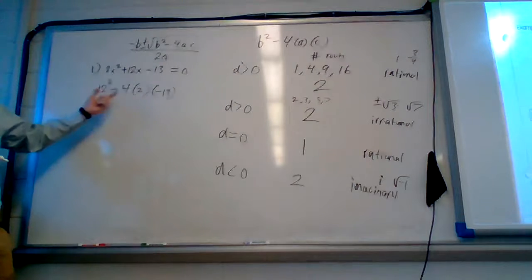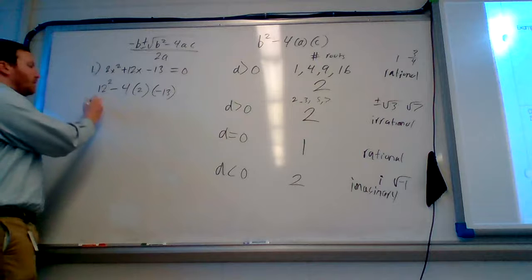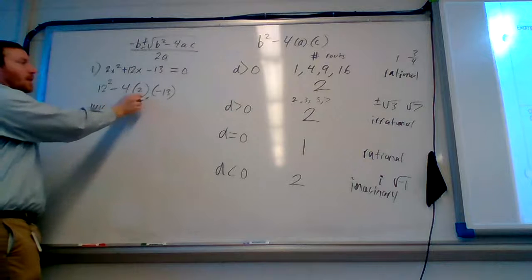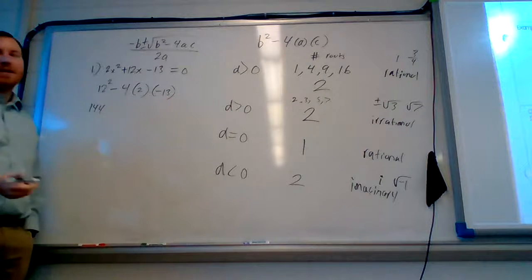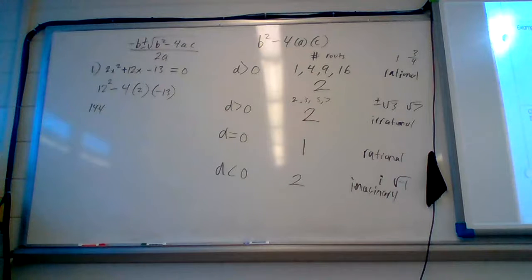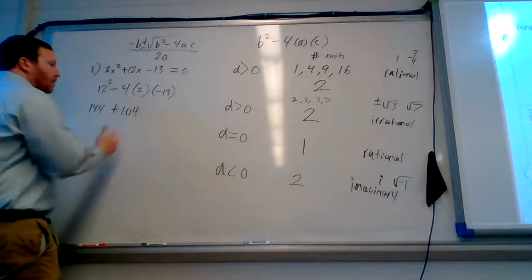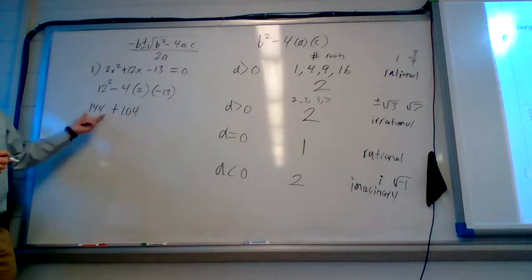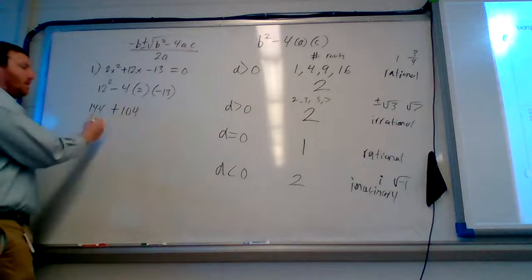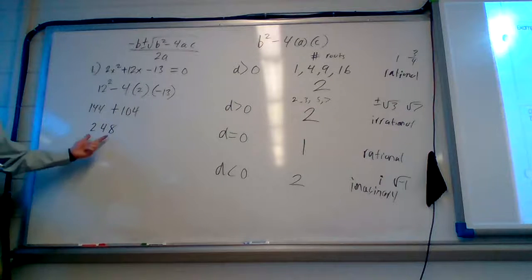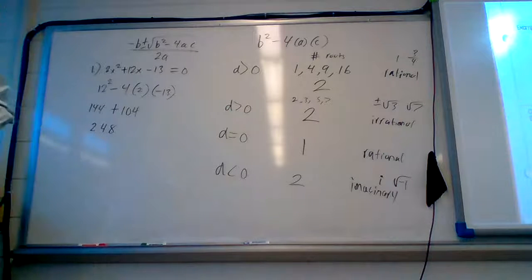And we want to multiply and combine all of this down. Well, 12 squared gives me 144. Negative 4 times 2 gets us a negative 8, times a negative 13. So 8 times 13 is going to give us a positive 104. Add our two numbers together, so 144 plus 104 is going to give us 248. And I do not believe 248 is a perfect square. It is not.